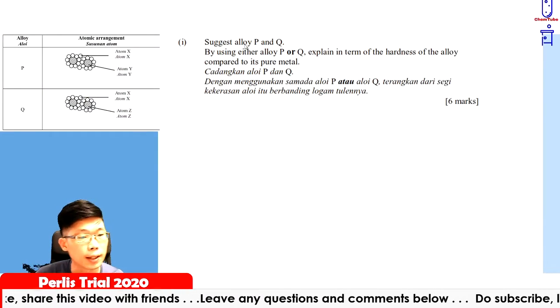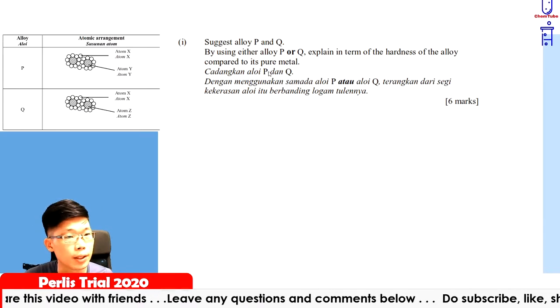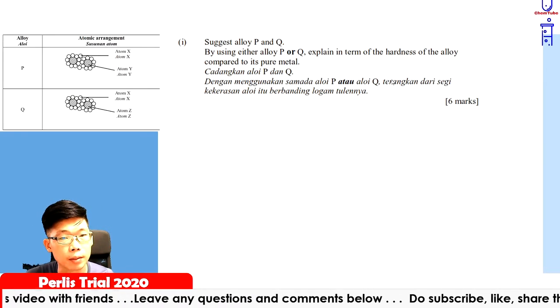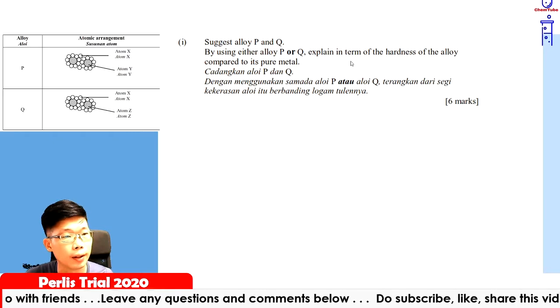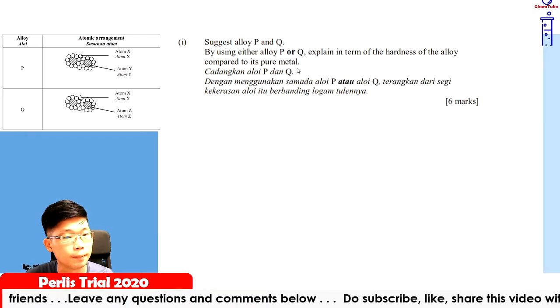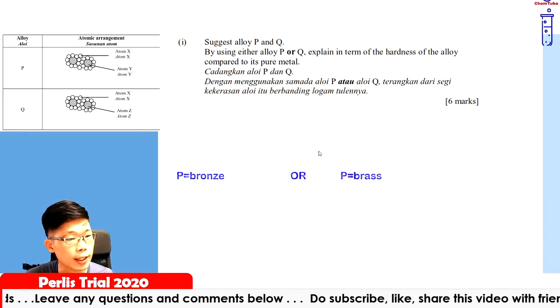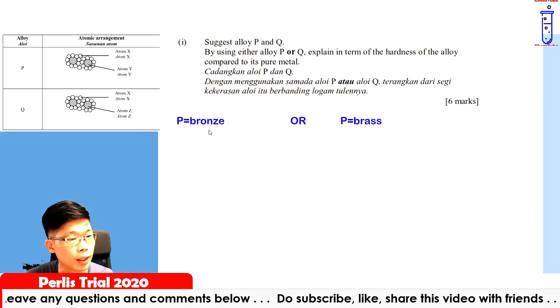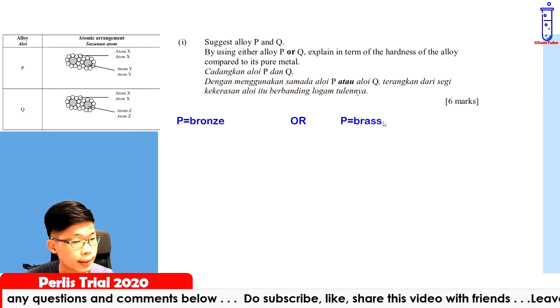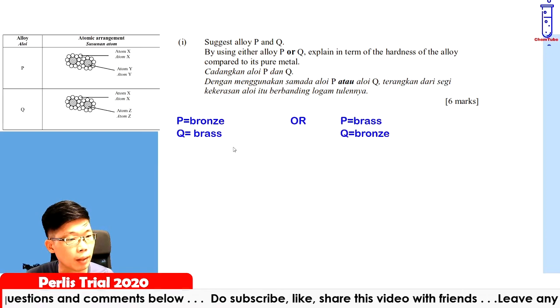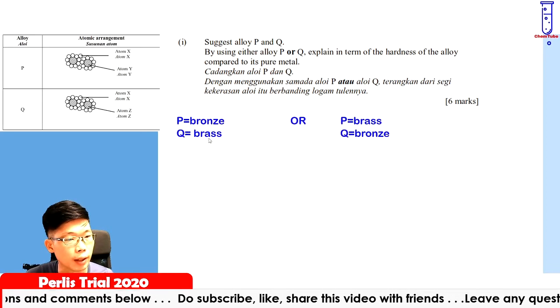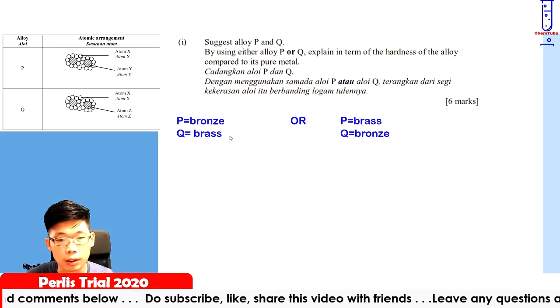Okay, so suggest the alloy P and Q. By using the alloy P or Q, explain in terms of hardness of the alloy compared to its pure metal. So our suggestion here, okay, P can be bronze or brass. Q can be brass or bronze. So see which one is your choice.